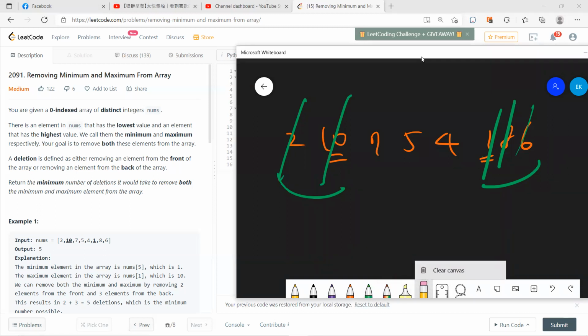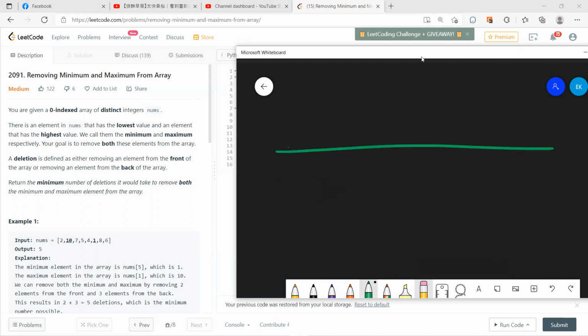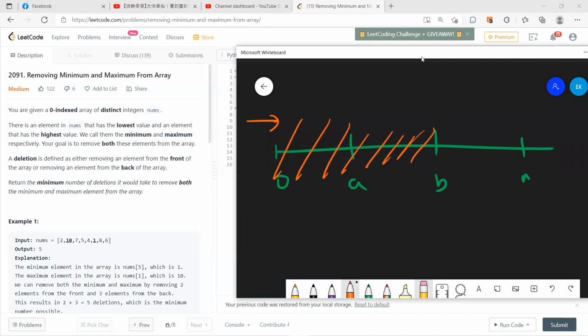So you can draw a line. Let's say this is 0 and N, and this is A and B. Okay, so there are only 3 cases, right? The first case is that you start from the front. You always delete from this side. So you delete, and it will cost B plus 1 steps.